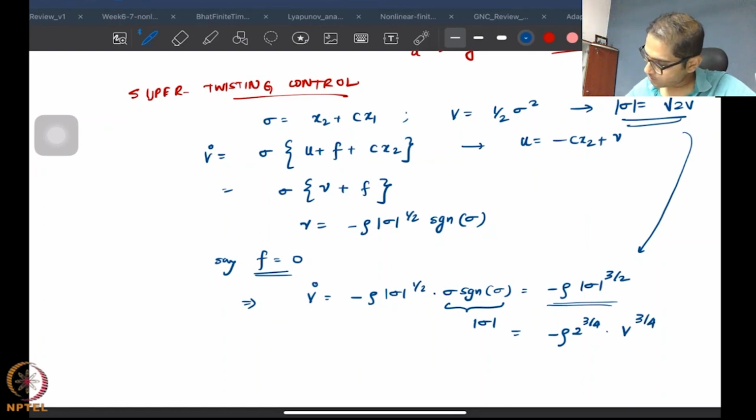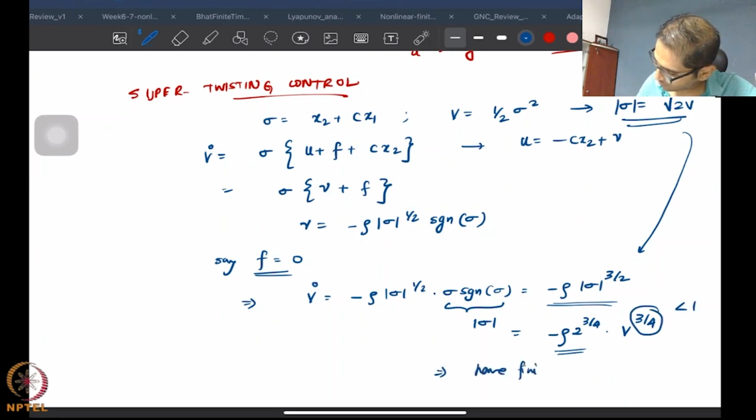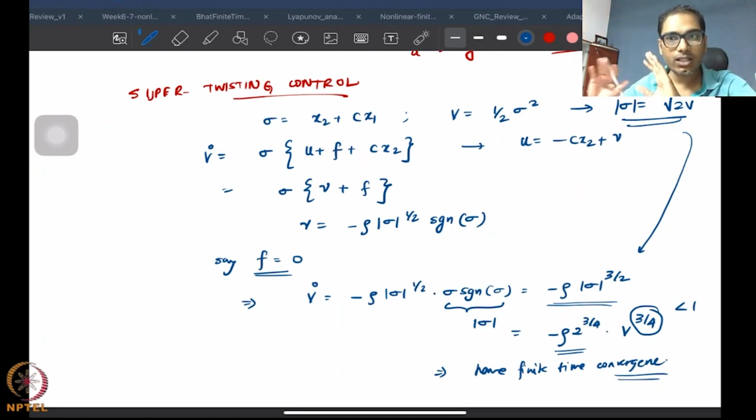Okay, great. So it doesn't matter what I choose my rho as. It's evident that this exponent is less than 1, so this implies we have finite time convergence. So it's not like we've achieved anything new in terms of the convergence. The convergence is still finite time convergence for the sliding variable sigma. However, something really cool has happened. My control has changed.